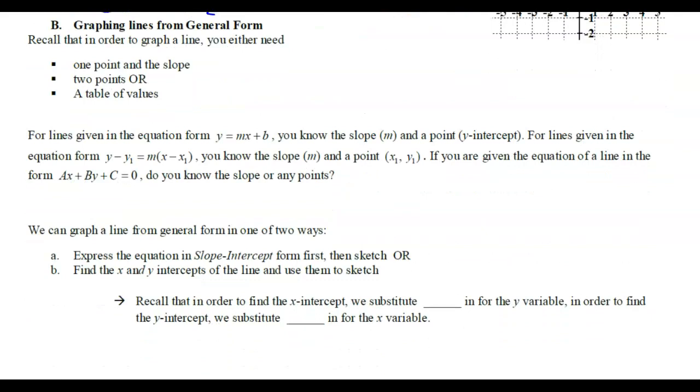Okay, so it says for lines given in the equation form y equals mx plus b, you know the slope and a point. For lines given in the point slope form, you know the slope and a point. If you're in general form, what do you do? Do you know the slope or any points? No. But you can find that information.